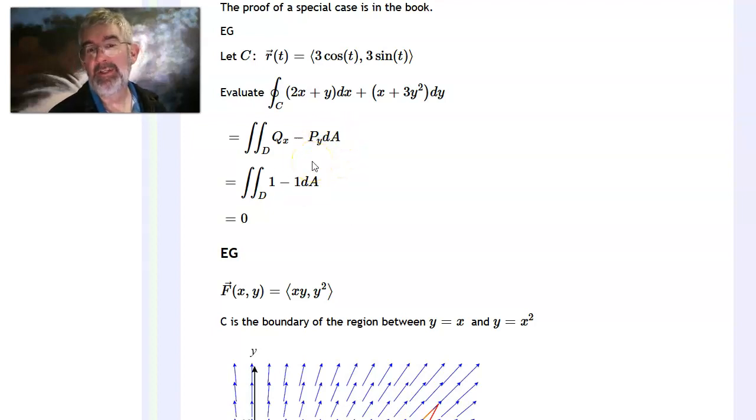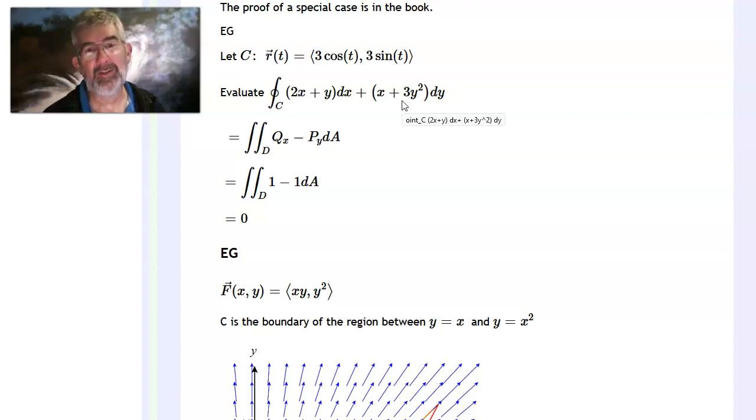Do you notice something here? That this q sub x minus p sub y, that is when we were testing for conservative vector fields, we would look at the partial of the first component with respect to y, the partial of the second component with respect to x, and see if they were the same. If they were, and you were on a simply connected region, then you have a conservative vector field, and the line integral on a closed loop in any conservative vector field is 0.